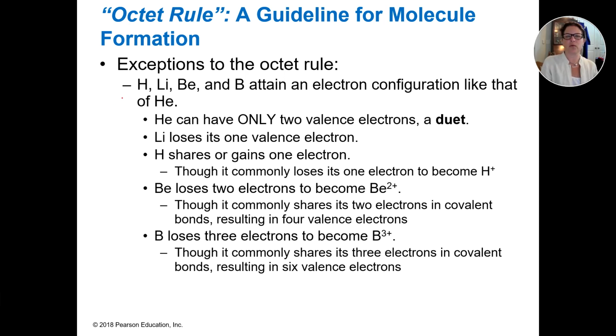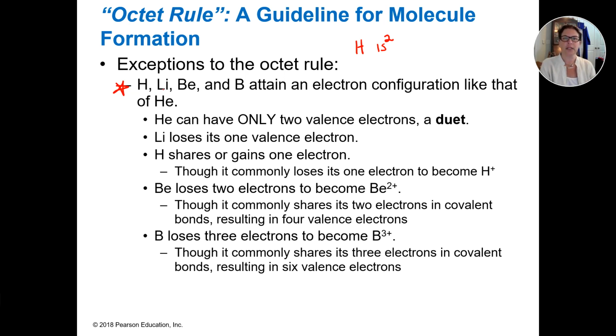Exceptions to the octet rule, meaning they don't need an octet. Hydrogen, and that should make sense because the only thing it has is a 1s sublevel, where the most it can hold is 2. It's like saying I want to put 6 people in a 2-seater car. That doesn't happen, right? So it can never have an octet.